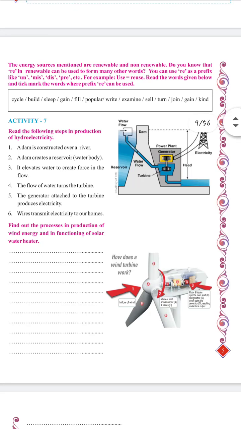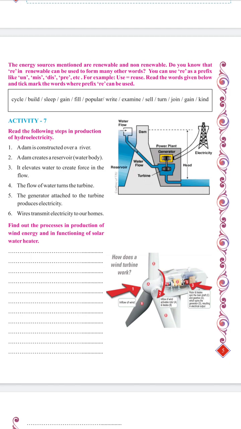So cycle can be used to form recycle. Yes, recycle is available because we have seen the word recycle many times. So put a tick mark on recycle. For rebuild, again we can put a tick mark because it forms a meaningful word. Sleep, resleep cannot be a word, so put a cross mark here. Gain will become regain, that is also a meaningful word. Fill, it will become refill, it is also a meaningful word.